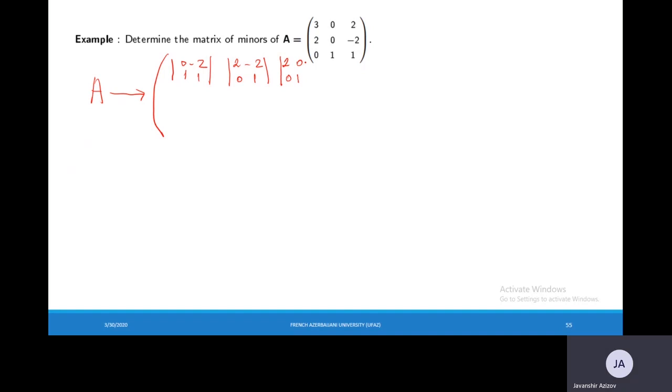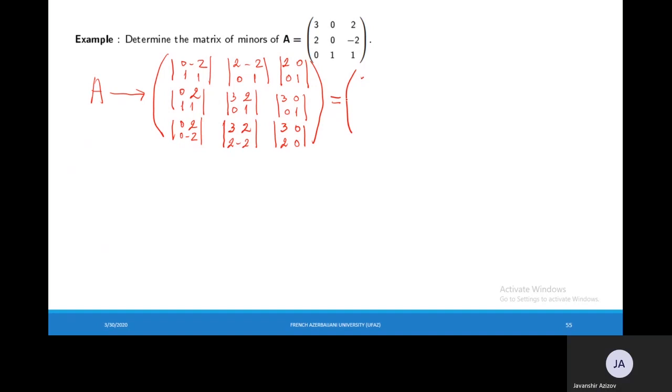Then determinant of 2, 0, 0, 1. And here, determinant of 0, 2, 1, 1. Here, determinant of 3, 2, 0, 1. Here, determinant of 3, 0, 0, 1. Here, determinant of 0, 2, 0, minus 2, determinant of 3, 2, 2, minus 2, and here determinant of 3, 0, 2, 0. That's it. And the result will be the matrix of 2, 2, 2, minus 2, 3, 3, and 0, minus 10, 0. Okay, this matrix will be the matrix of minors of A.